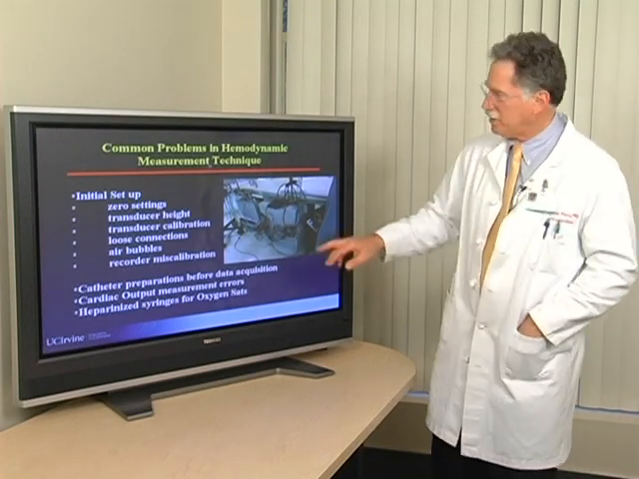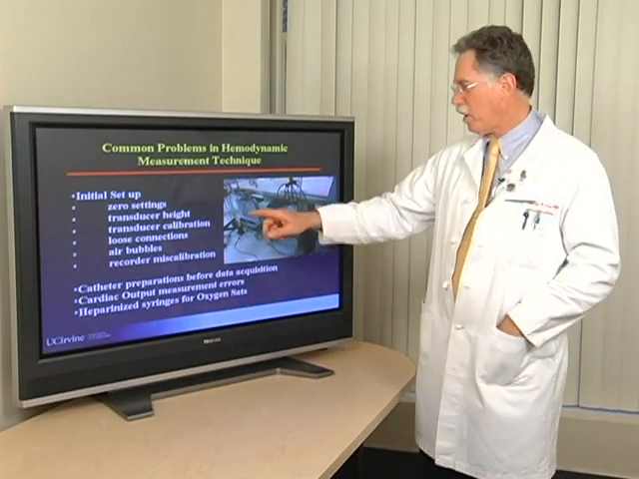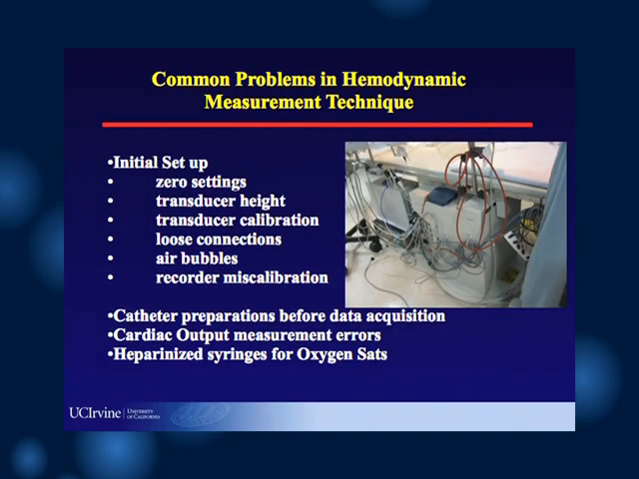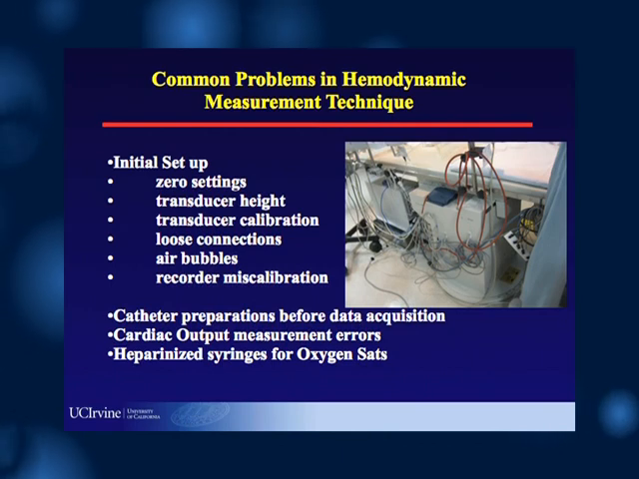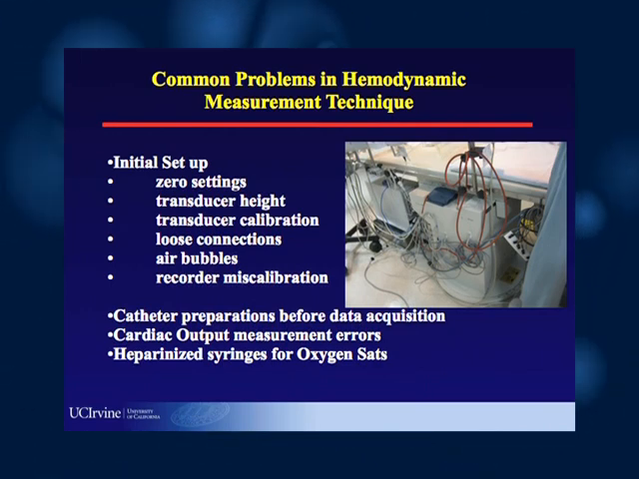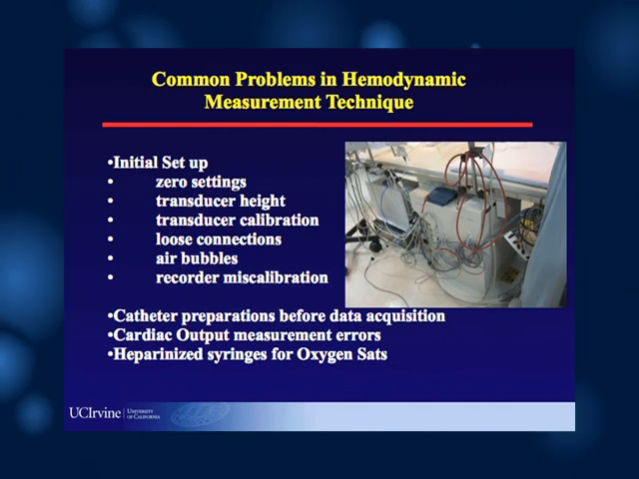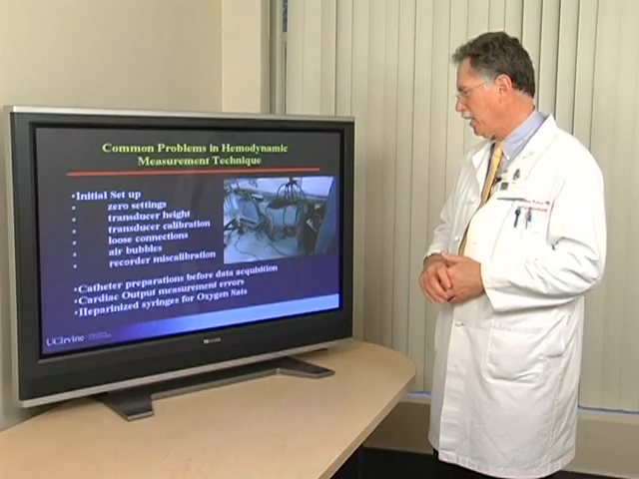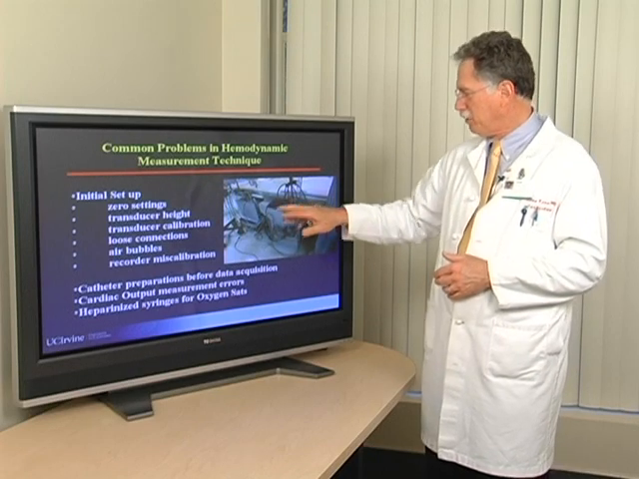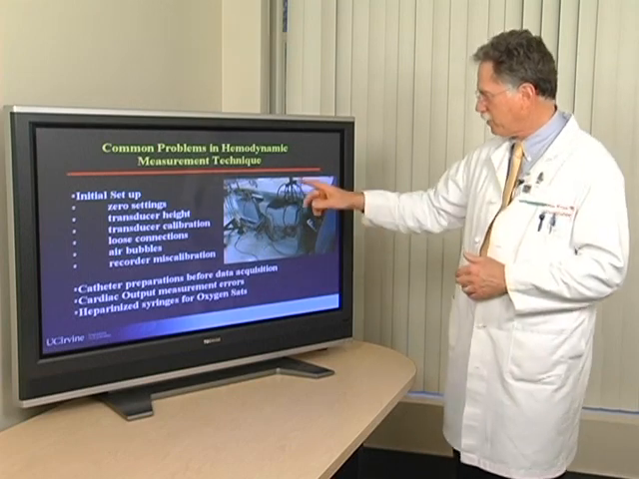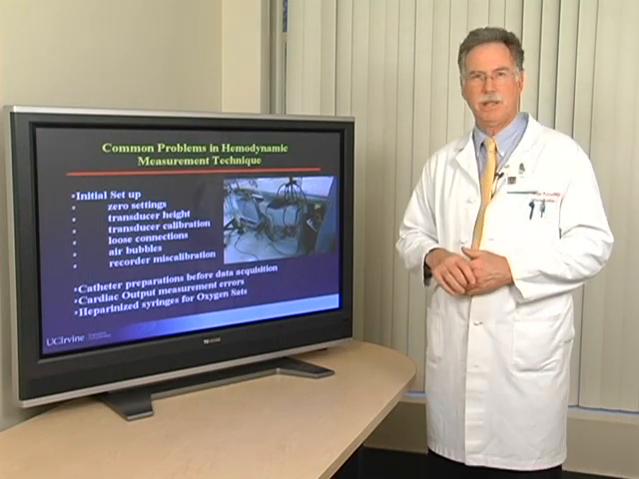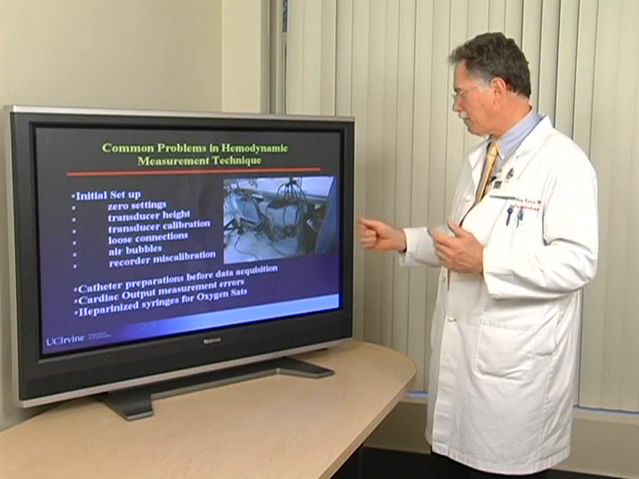Common to all cath labs is the initial setup, and this requires making sure that your transducers are zeroed, the transducer height and transducers are calibrated, connections are tight without leaking, the air bubbles are cleared out of the system, and that your recorder is not on a wrong calibration factor. You can see that these cables hooked into the back of the cath lab table, which transmit the hemodynamic signals from the transducers, may not always be clear and hooked up correctly, and sometimes they get jumbled.